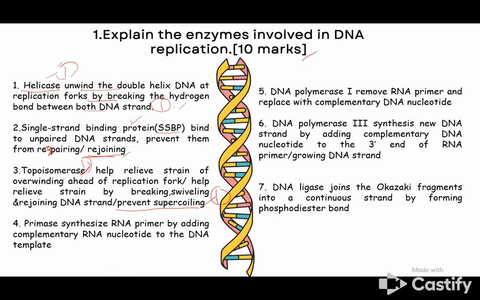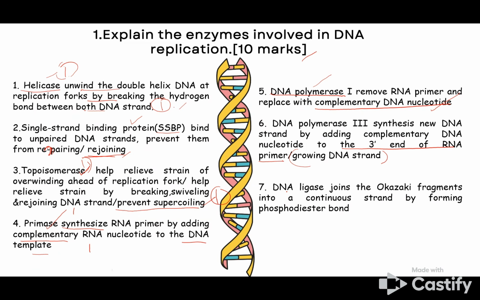Alright, next, primase synthesizes, must use the word synthesize, RNA primer by adding complementary, must mention RNA nucleotide, to the DNA template. So enzyme 1, function 1. DNA polymerase 1 removes RNA primer and replaces it with the complementary DNA nucleotide. Okay, so the name of the enzyme and the function. Okay, DNA polymerase 3 synthesizes new DNA strand by adding complementary DNA nucleotide to the 3' end of the RNA primer, or you can write growing DNA strand, must write.